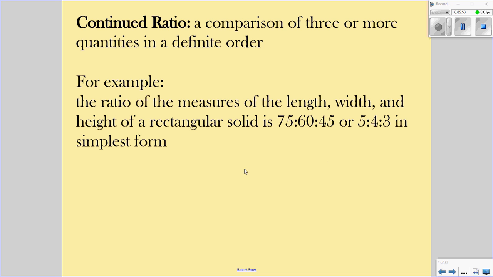Now we're going to use this in order to solve problems. So basically finding what the measurements would be for either a room, an object, whatever it is.